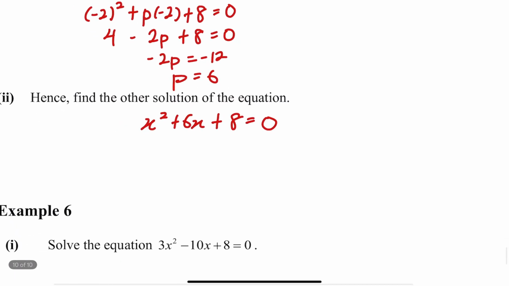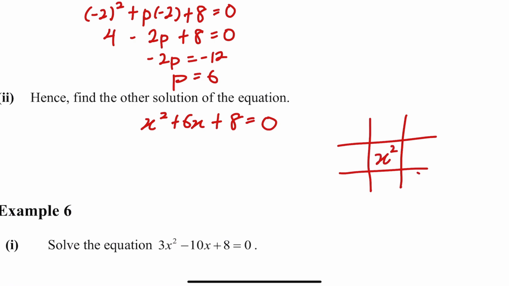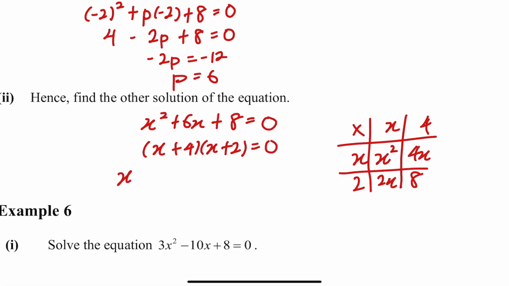So let's factorize this by my multiplication frame. I'll get x squared here and 8, times x and x. I'll get 4, 2. This is 4x and 2x, which add up together to be 6x. So therefore, x plus 4 times x plus 2 is equal to 0. Therefore, x plus 4 is equal to 0, or x plus 2 is equal to 0. So therefore, x equals negative 4, or x equals negative 2. Okay? And that is your answer to part 2.